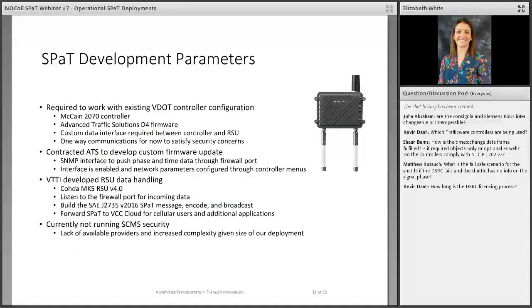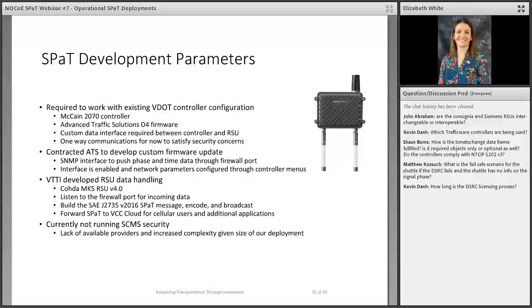So next I'll talk about our SPaT development parameters. Our mission here in deploying SPaT was to deploy in a working VDOT system, which meant that we had to deal with existing VDOT equipment and capabilities. So we didn't go out and procure brand new equipment that had all the nice capabilities already built in. We had to work with what VDOT already had deployed.